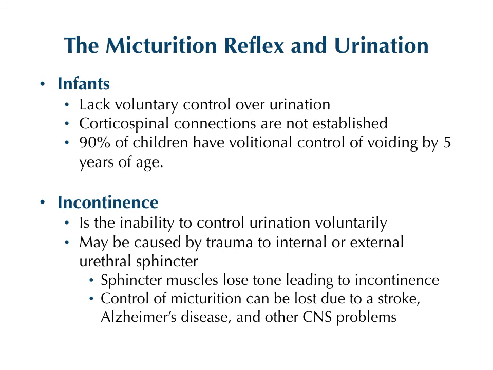Voluntary restraint of urination involves inhibition of bladder contraction and closure of the opening to the urethra. Infants' lack of inhibitory control over urination is related to the immaturity of their nervous system. Their corticospinal connections are not well established. However, by the age of 5, 90% of children will have volitional control of voiding.